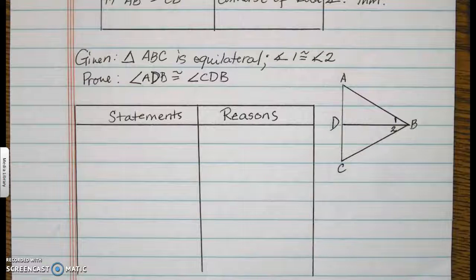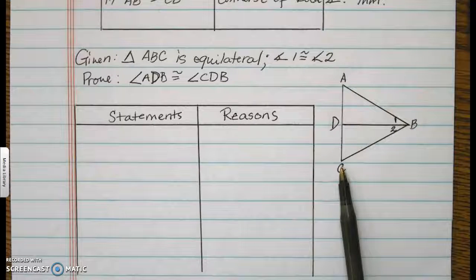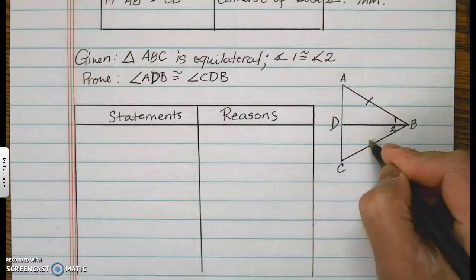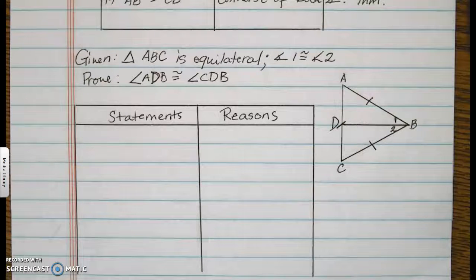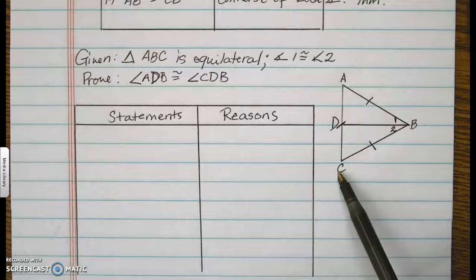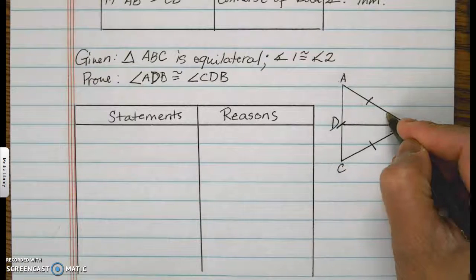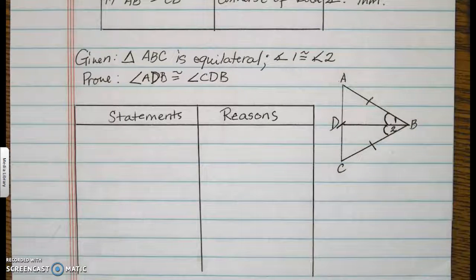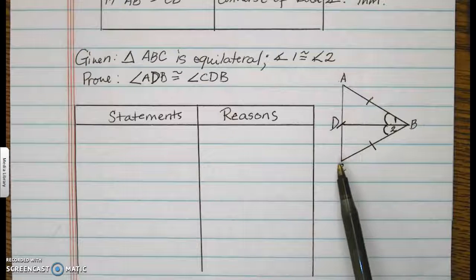Okay, so for our next example, triangle ABC is equilateral, which means that AB is congruent to CB and also congruent to AC. So these three sides are congruent. And then another given is that angle 1 is congruent to angle 2. So these two are congruent. So let's begin our two-column proof. What we're trying to prove is that angle ADB is congruent to angle CDB.